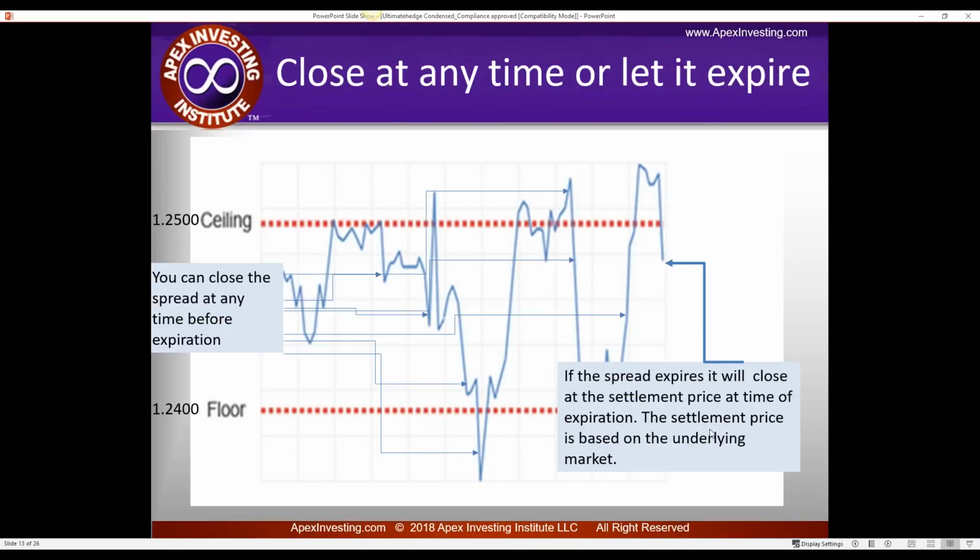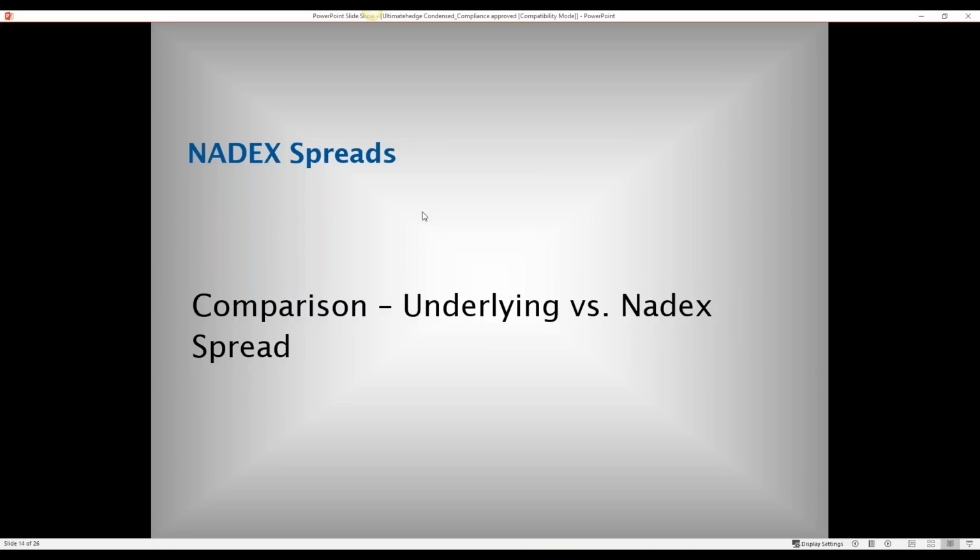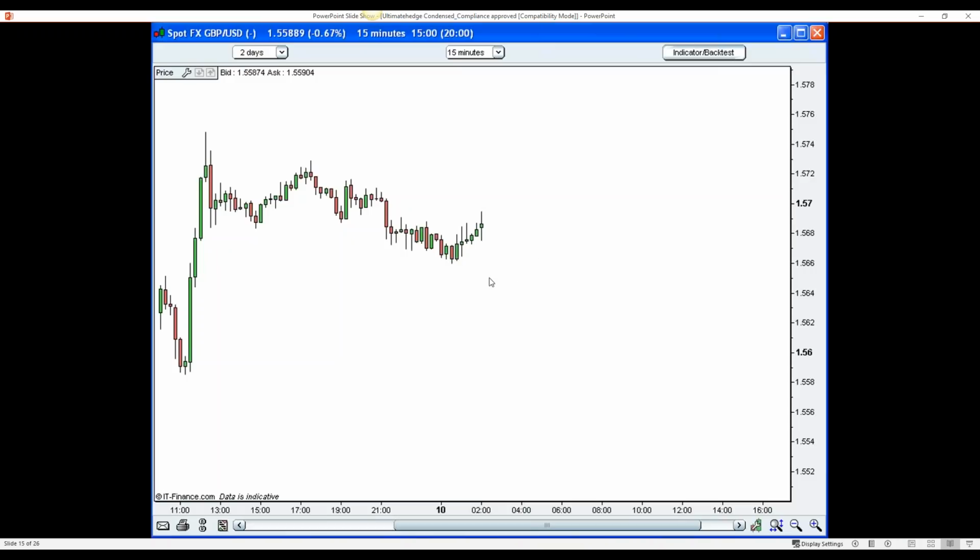And the settlement is based on the underlying market, okay? So let's take a quick look here and do a comparison of trading spot Forex versus the Nadex spread. Now, some of you may trade regular spot Forex. This is an example of a pound dollar chart. Let's say that we were trading a full lot of spot Forex, okay?